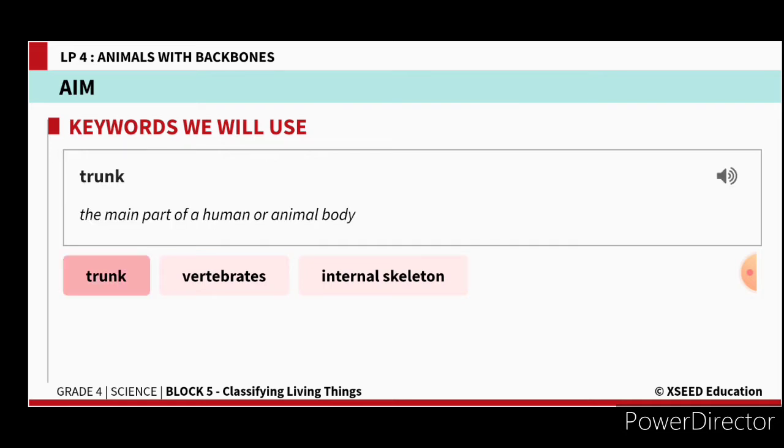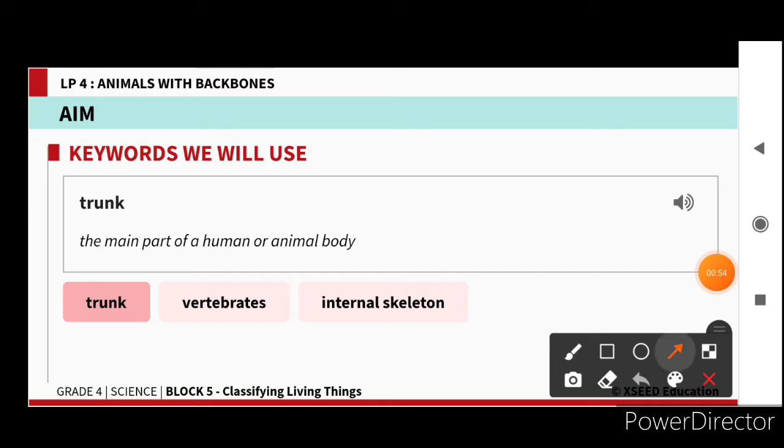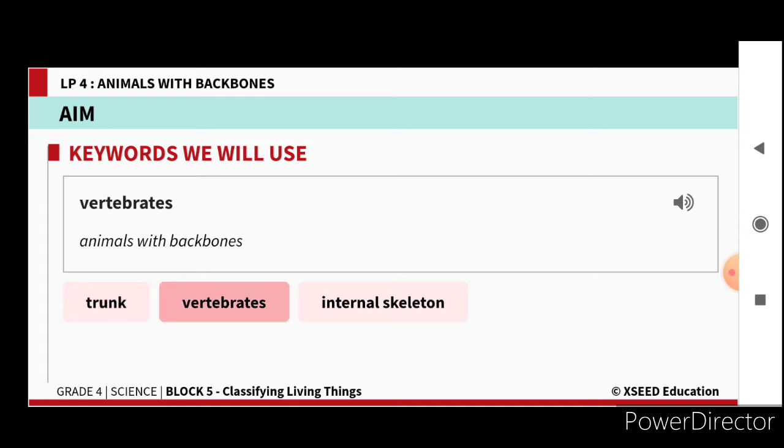The first one is trunk. Trunk means the main body part of a human or animal body. In the animal body or in the human, the main important part is the trunk. And then vertebrates. You know the vertebrate meaning. In the previous class also you learned animals with backbones are known as vertebrates.